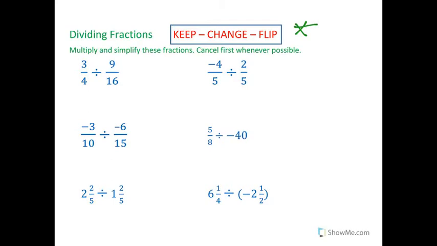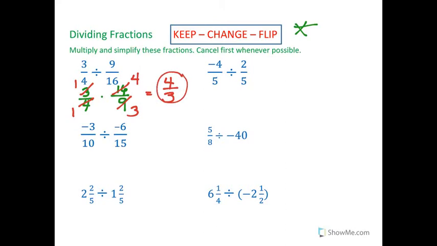So what we're going to do is keep 3/4, change division to multiplication, and flip the divisor, 16/9. And now we multiply. 3 goes into 3 once, into 9 3 times, 4 goes into 4 once, and into 16 4 times. No negative symbols. My answer is 4/3.